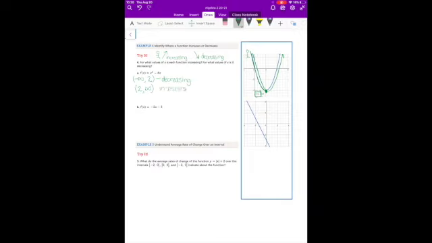So a couple of notes, make sure that you are paying attention that it's only your x values. Only your x values. You always use parentheses.